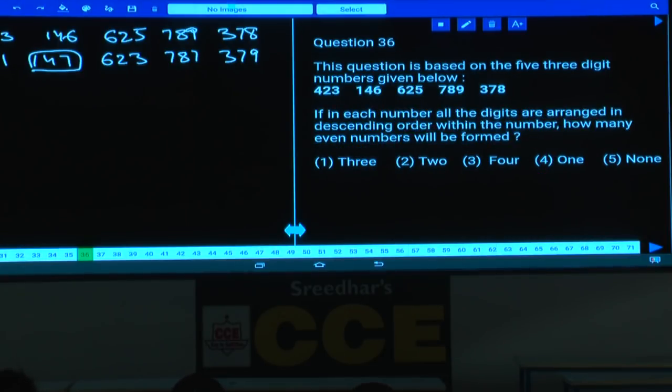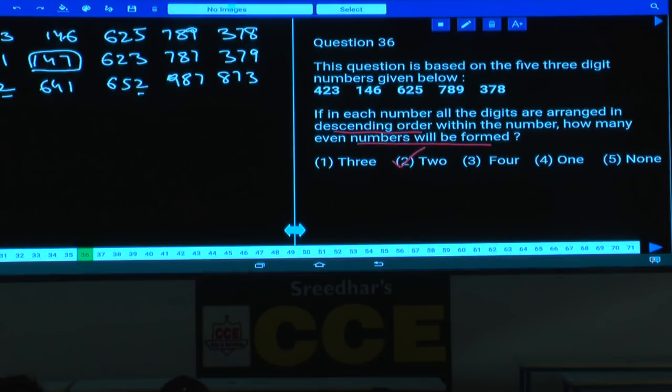Then question number 36. In each number, all the digits are arranged in descending order within the number. This 423 will be 432, and this will be 641, and this is 652, and 987, and this will be 873. Then, how many even numbers will be formed? Yes, how many even numbers will be formed here? 1, 2, only 2 even numbers can be formed, isn't it? 2 is given in choice 2.